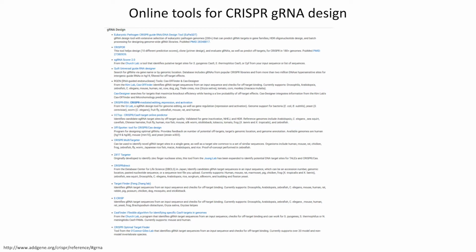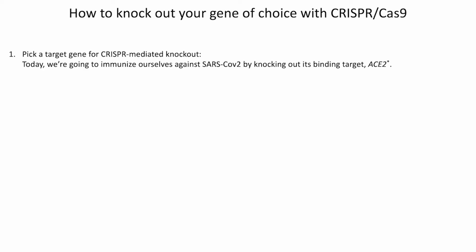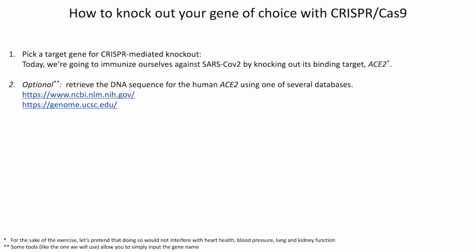Let's try one out. So the first thing we want to do is pick a gene to target with CRISPR-Cas9. For today, we're going to immunize ourselves against COVID-19 by knocking out its binding target, ACE2. And for the sake of the exercise, we'll pretend that doing so wouldn't interfere with our overall health. An optional step in this process, depending on which guide RNA tool we use, is to retrieve the DNA sequence for human ACE2 using one of several databases. But the one that we're going to use today will simply allow us to input the gene name, and it will retrieve the sequence itself.